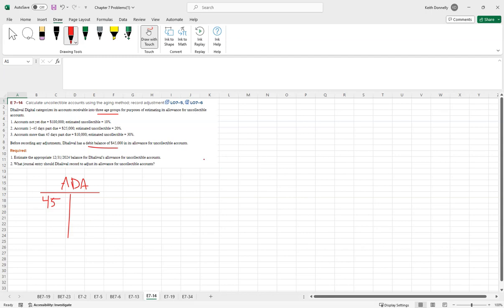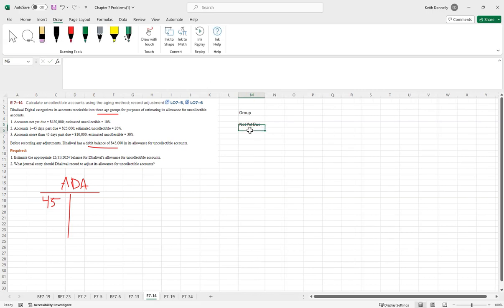But what we need to do is, they're using the aging method, so we need to put this in the buckets. So we have our groups. It'll be like not yet due. We're taking all our receivables and putting them in buckets. Some of them are not yet due. Some of them have been 1 to 45 days past due. It's like your homework's past due. And then some of them have been greater than 45 days past due.